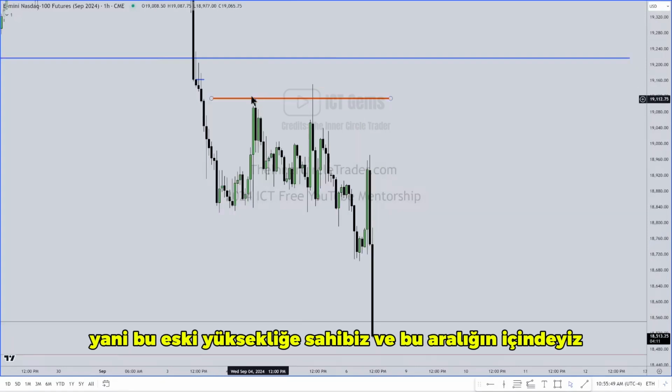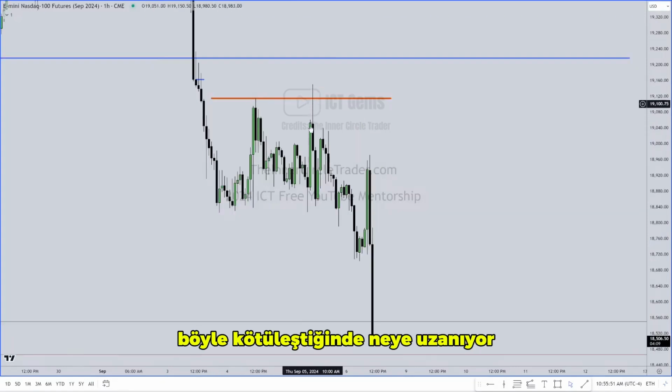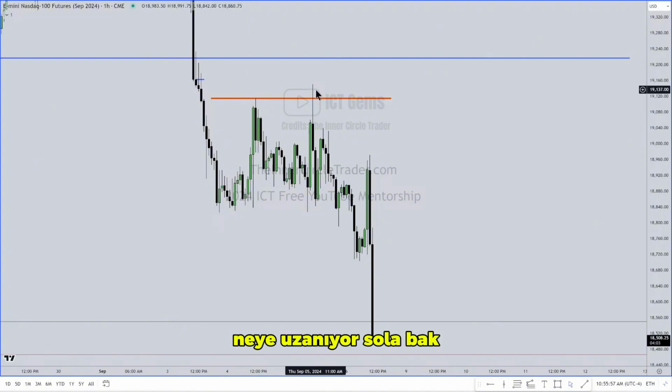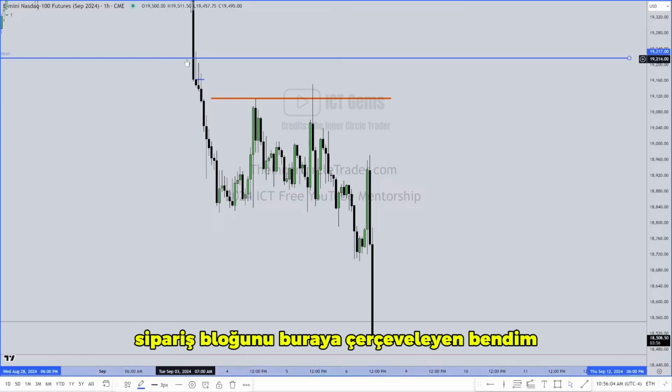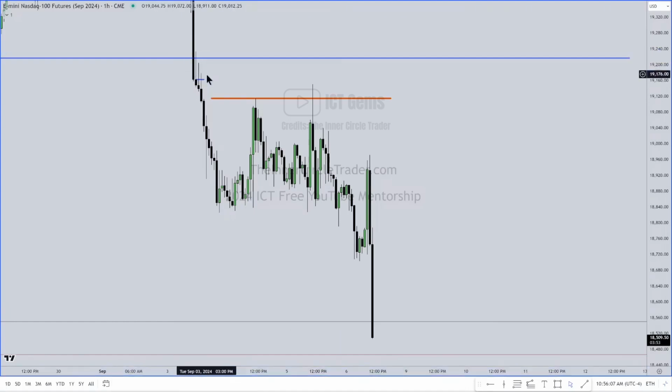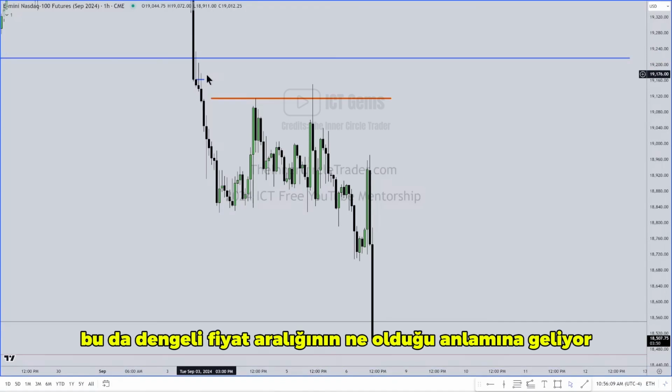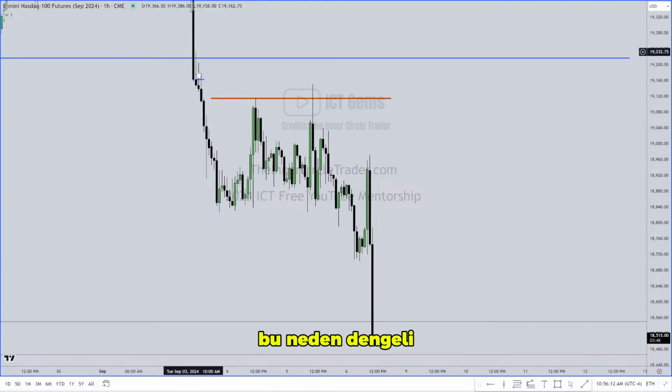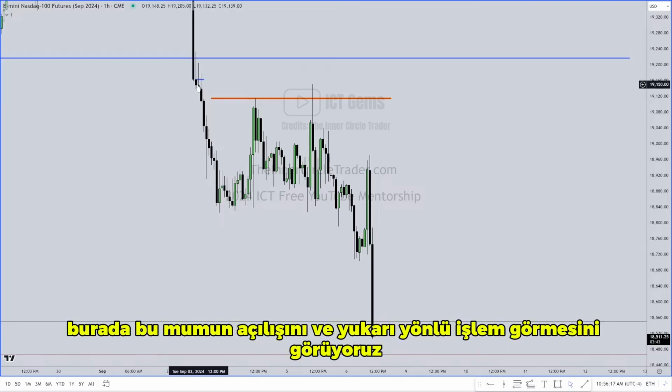So we have this old high, and inside this range here, what's it reaching for? When it wicked up like this, what is it reaching for? Look over to the left. What is all this? That was me framing the order block up here. And then you have all these wicks, which become what? Balanced price range. Why is this balanced? Because we have this candlestick opening and trading up here, this candlestick opening and trading up here, and this candlestick opening and trading up here.